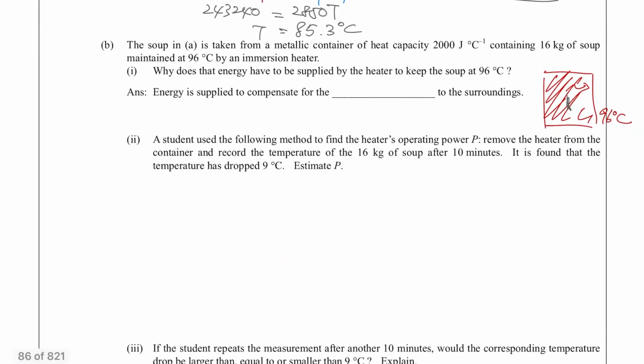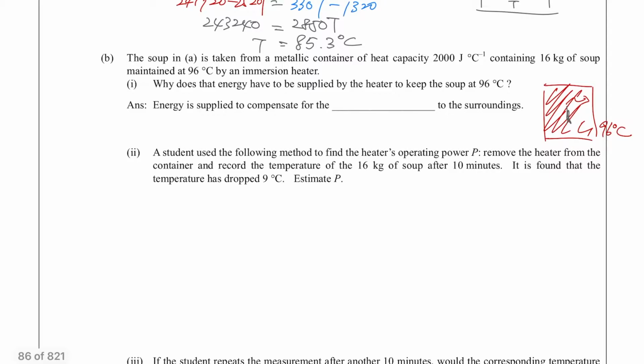So part B. The soup in part A is taken from a metallic container of heat capacity 2000 joule per degree Celsius. It contains 16 kg of soup, maintained at 96 degrees by an immersion heater. What does that mean? That means in order to keep it at 96 degrees, I have to insert a heater and keep it at 96 degrees.